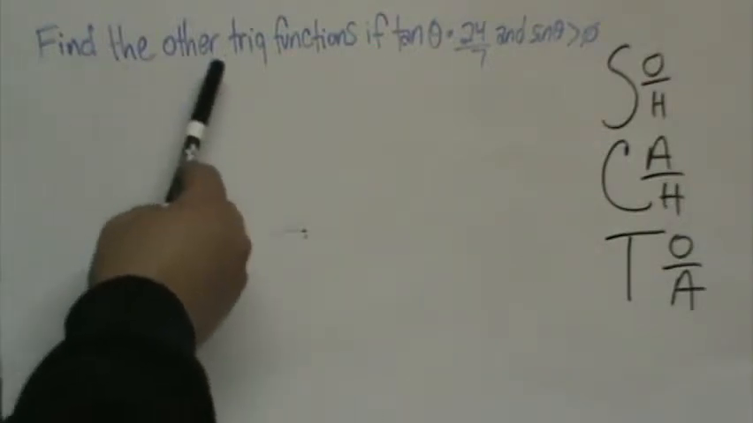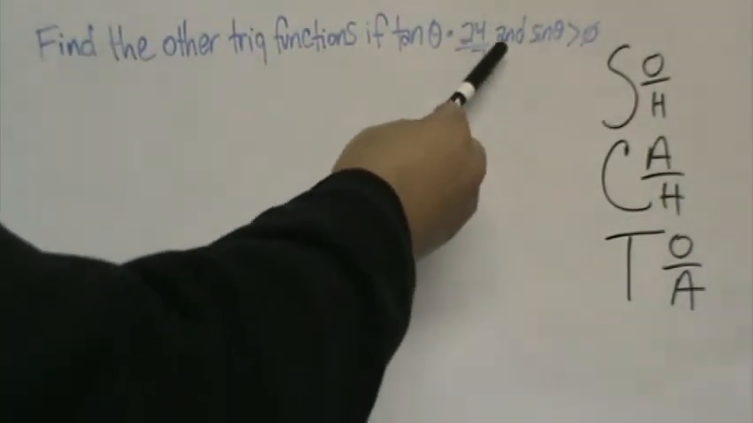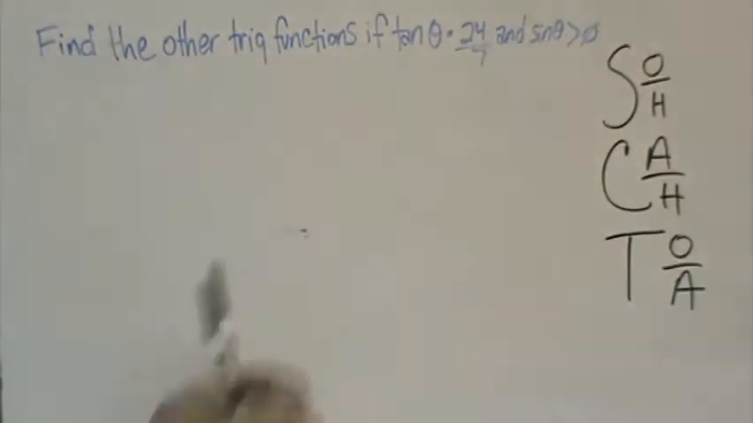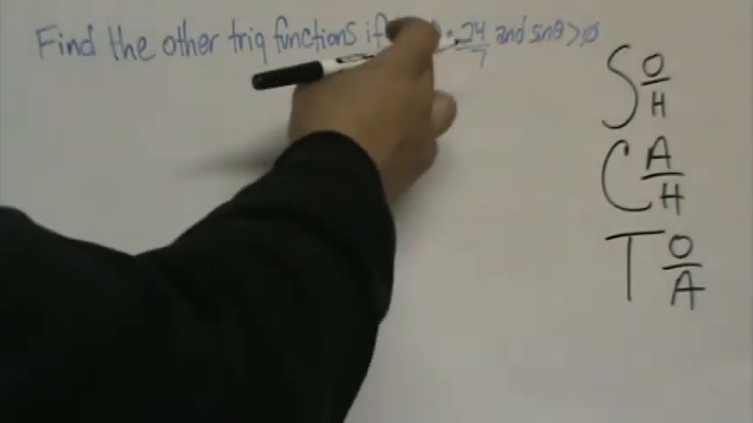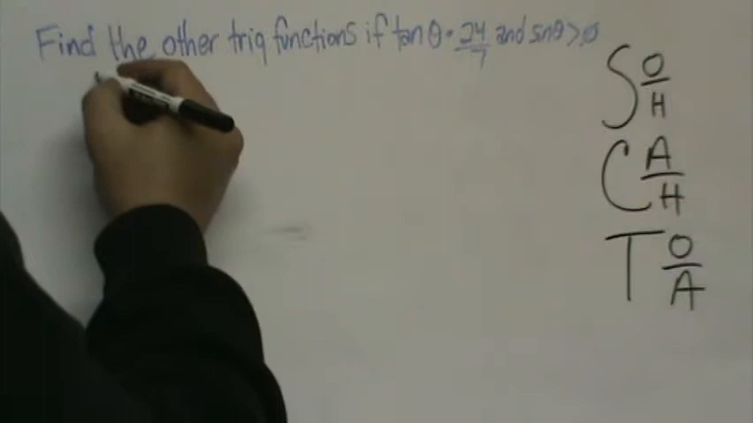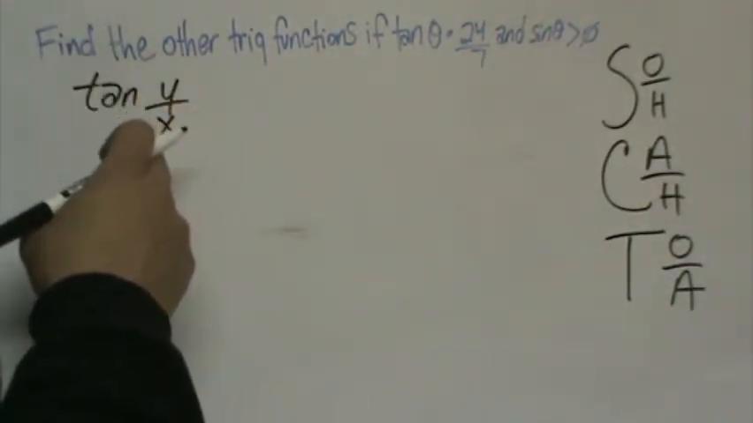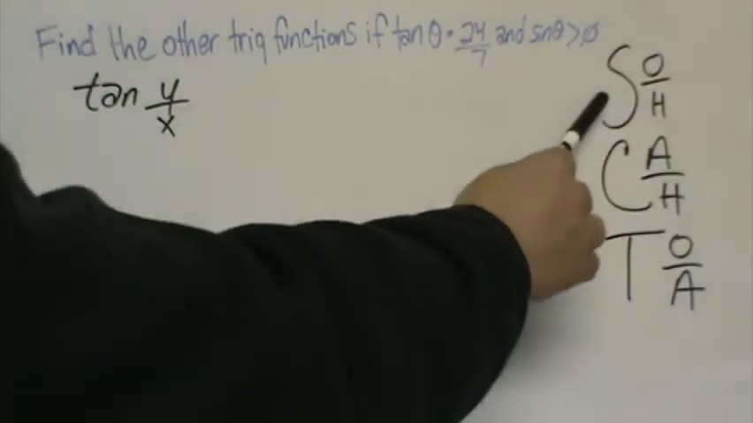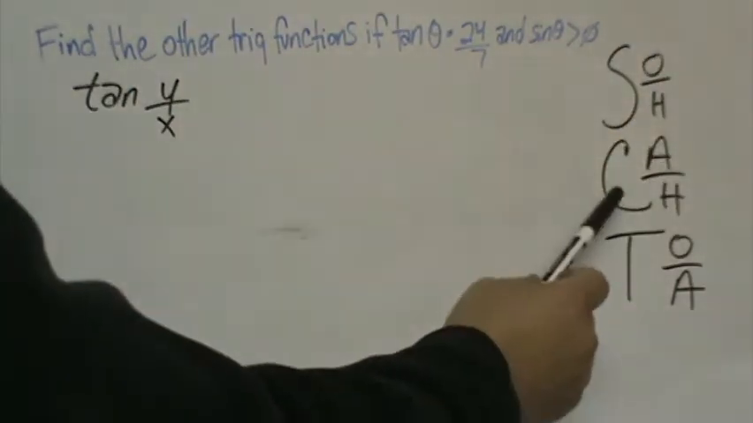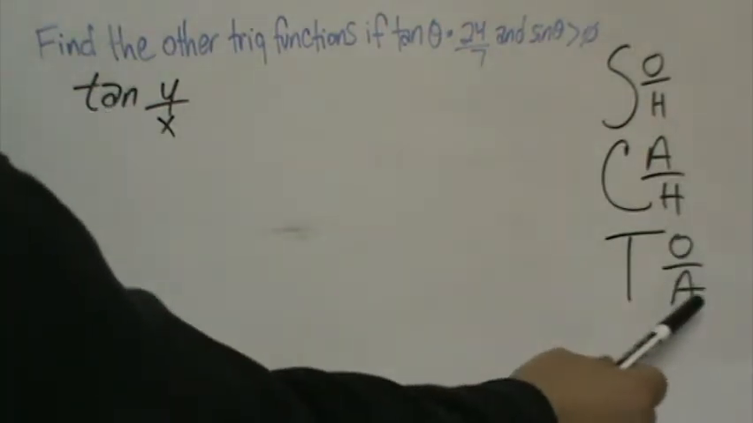It says find the other trig functions if tangent of theta is 24 over 7 and sine of theta is greater than 0. So if you know the answer to one trig function, you should already have the answers to all trig functions. What is tangent? Remember, tangent is y over x. If you're having trouble remembering this y over x stuff, remember SOHCAHTOA. Sine is opposite over hypotenuse, cosine is adjacent over hypotenuse, and tangent is opposite over adjacent.